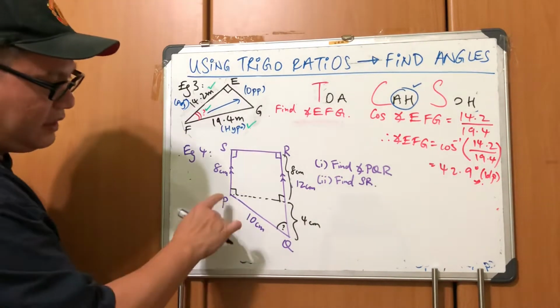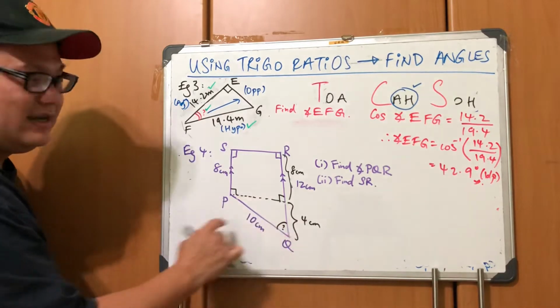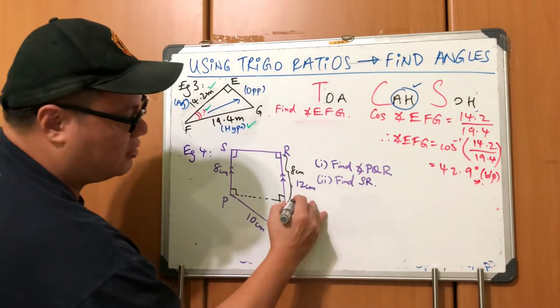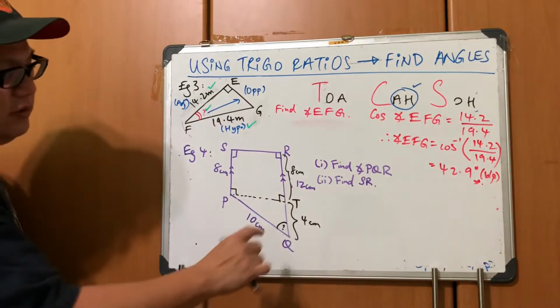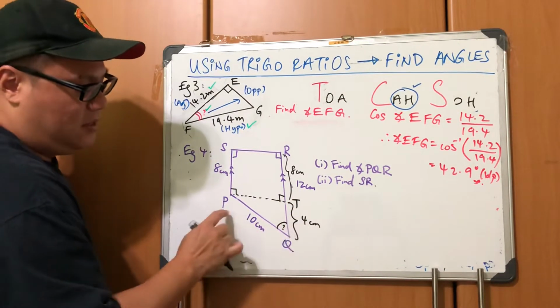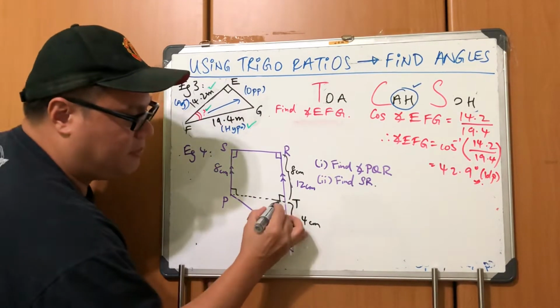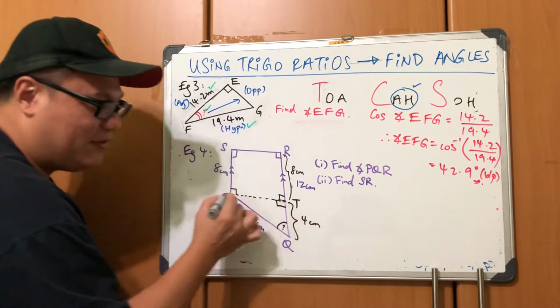So if you look carefully now, don't I have a right angle triangle now? I'll just let this point be T. So I know that TQ is 4 cm, so PQ is 10 cm. This part is 90 degrees. Don't you have a right angle triangle now?